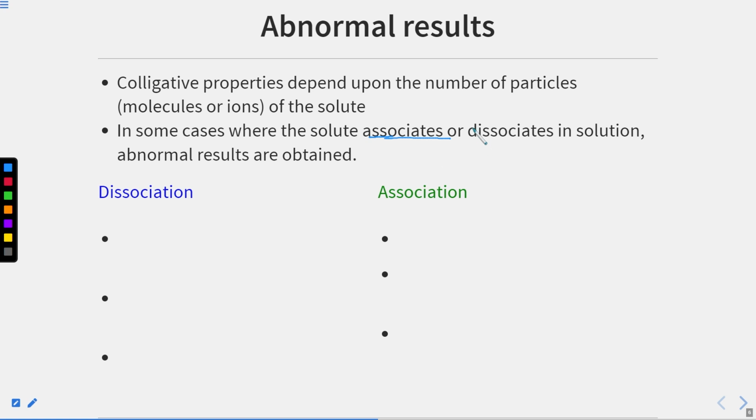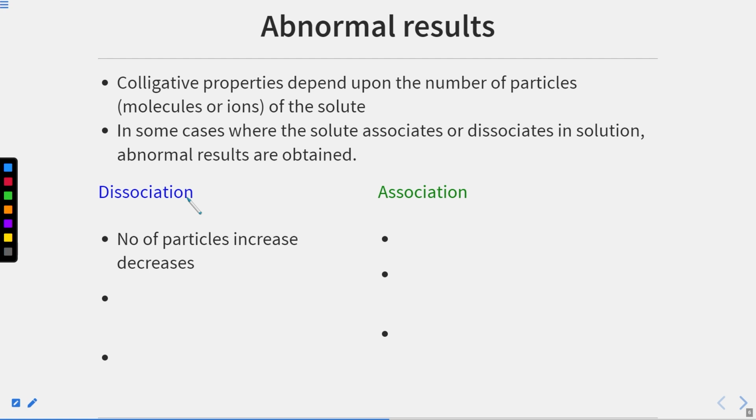On the opposite side, if we have dissociation, suppose one particle is breaking down into two components when we are dissolving it in the solution, then the number of particles will increase, and this will result in a calculated molecular mass which is greater than the experimental data. So the first one is dissociation.